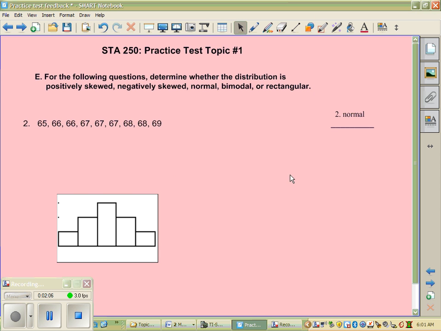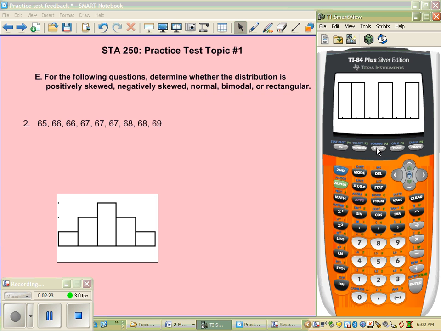All right, on question letter E, question 2, this is a normal display. It's a normal display because I have a mean, median, and mode that all fall right smack in the middle. If I go through and take these numbers, I'm going to find out that the mean, median, and mode are right in the middle. Another thing I can do is go second, stat plot, go into plot number 1, and change that to list 2. That's where I have the information. I've already set it up. Go zoom 9. You can see the graph.